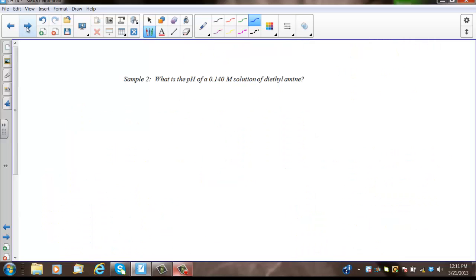Okay, another problem. I'm going to change this problem actually. We're going to get rid of the dimethylamine and we're going to change it to (C2H5)2NH3Cl. Okay?